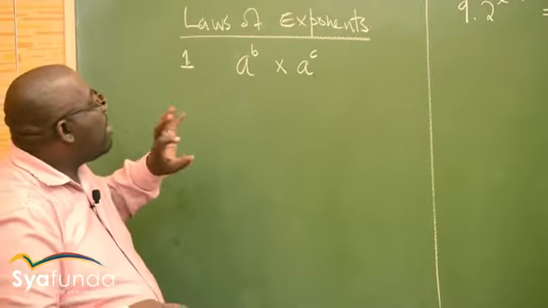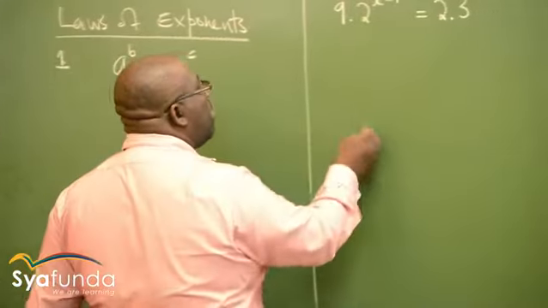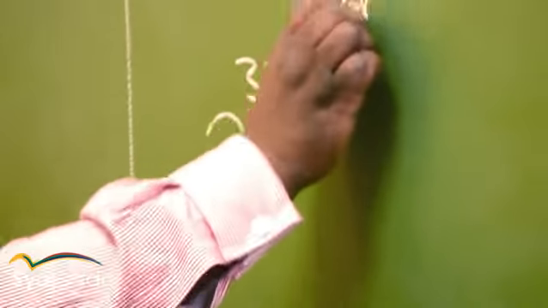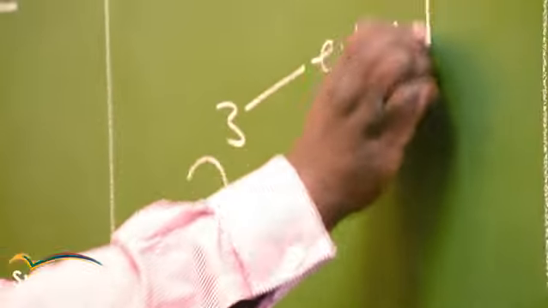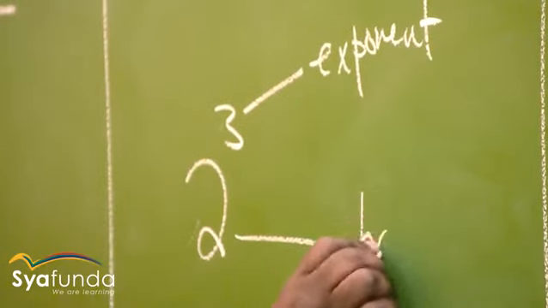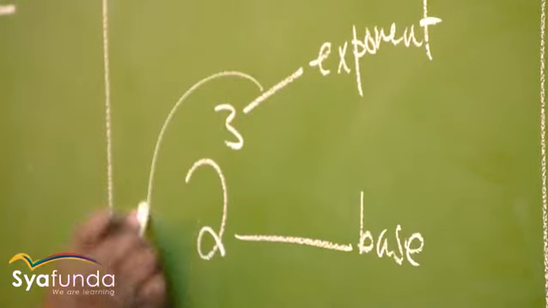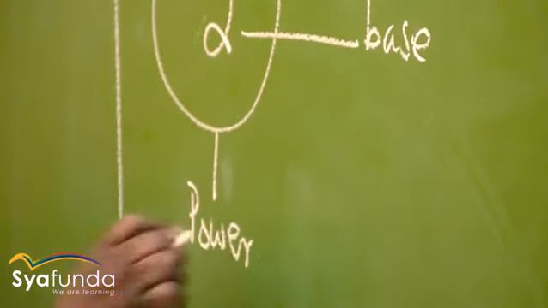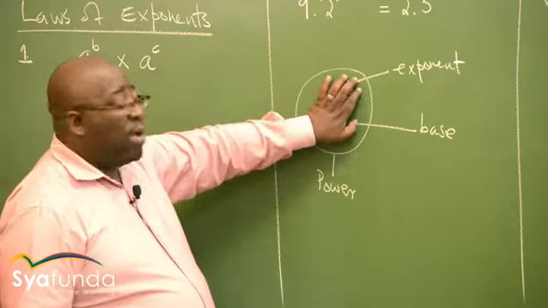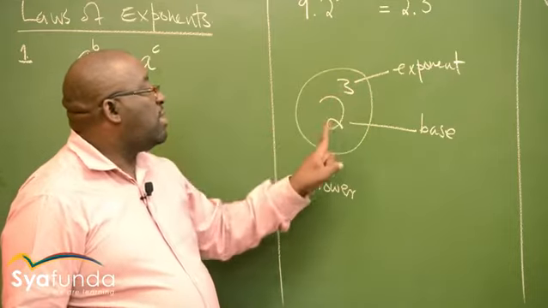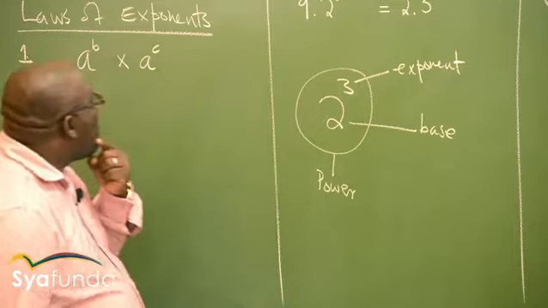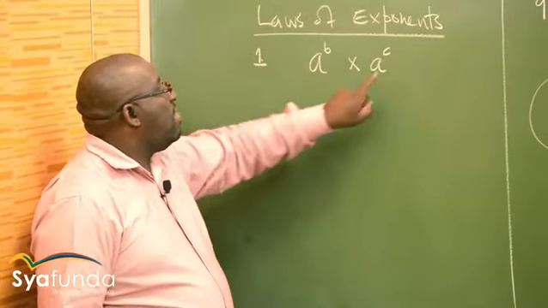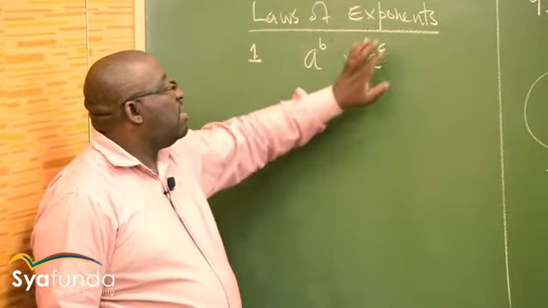When you multiply powers, if I've got a number 2 to the power 3, this value there is called the exponent, and this value here is called the base. Together, the whole number is called the power. This one only is called an exponent, this one is called the base, and the whole thing is the power.